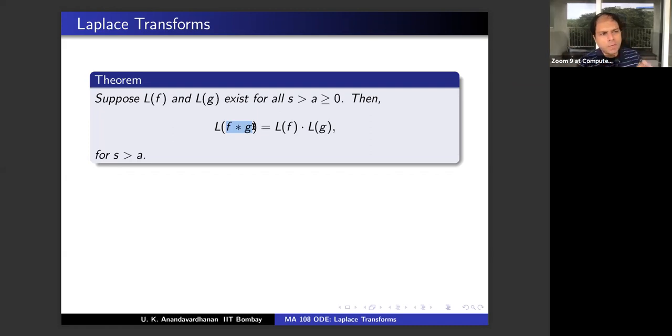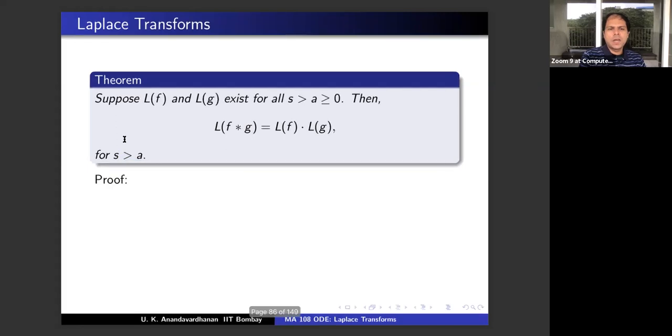So Laplace of convolution is product of Laplace. In other words, the Laplace transform takes convolution to an ordinary product, the usual product. And this is true whenever s is bigger than a. Okay, so let's see the proof.